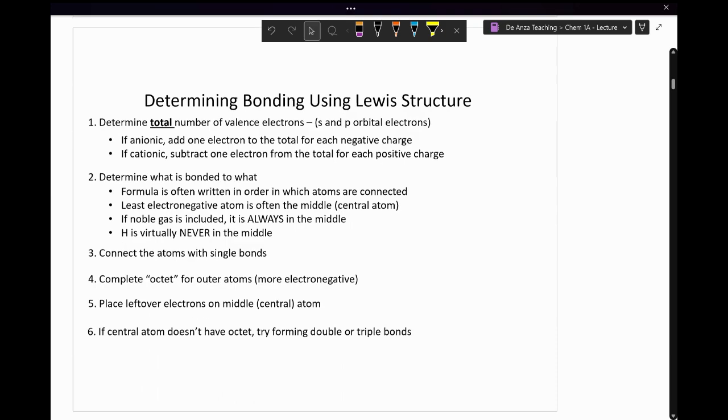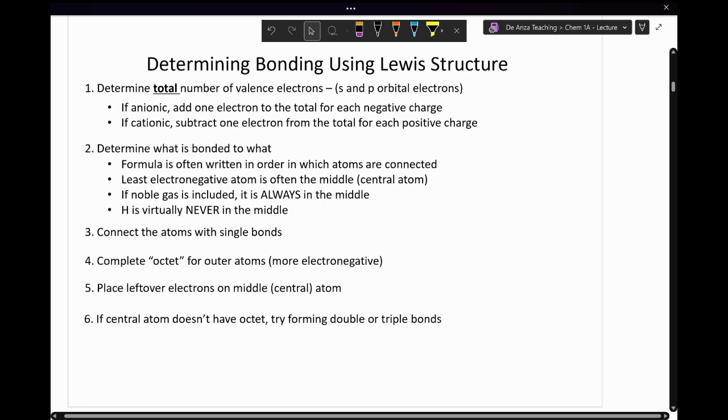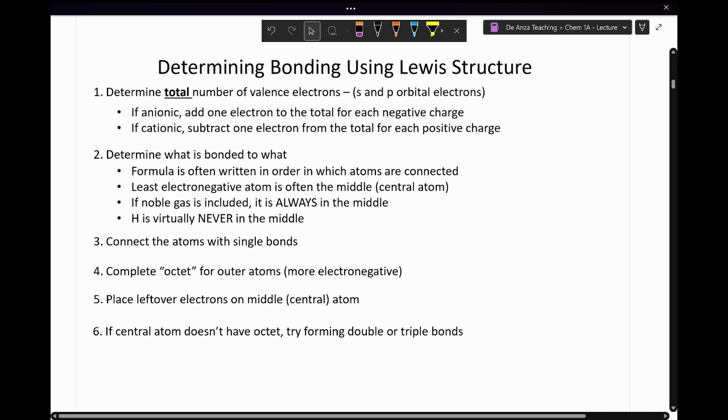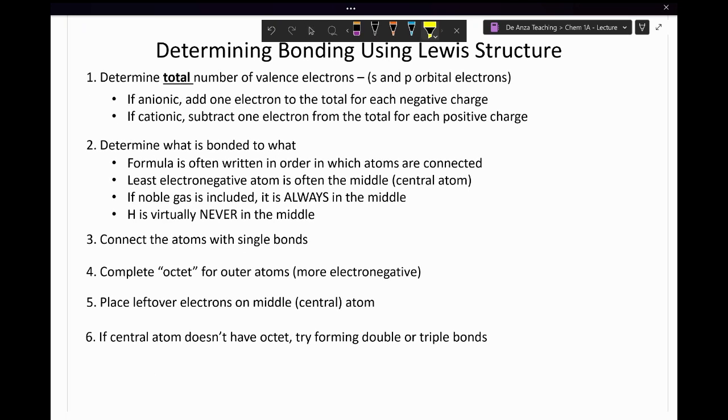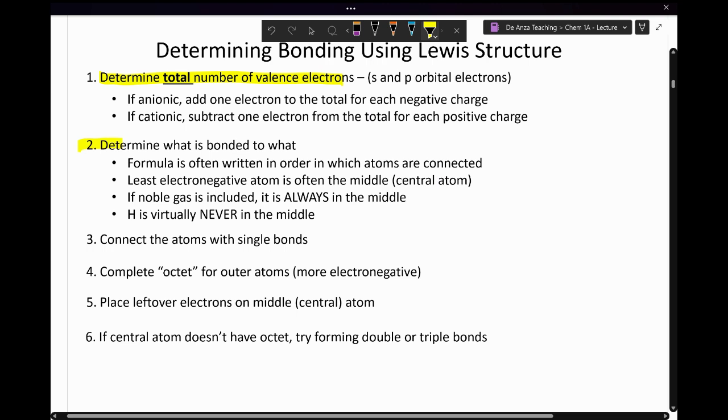And so on Monday, we were talking about this way that we can determine bonding using Lewis structures. And we said that starts by counting the total number of valence electrons in number 1 here. And that means looking at your s and p orbital electrons. And then if you have a charge on your molecule, you add an electron if it's anionic and you subtract one if it's cationic. Once you've done that, you just draw out a skeleton structure of each of your different atoms.